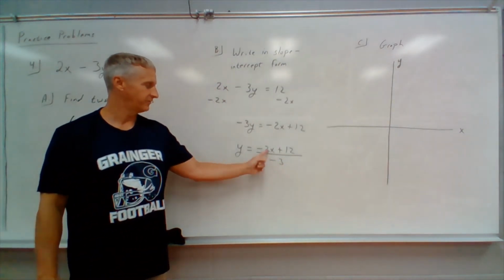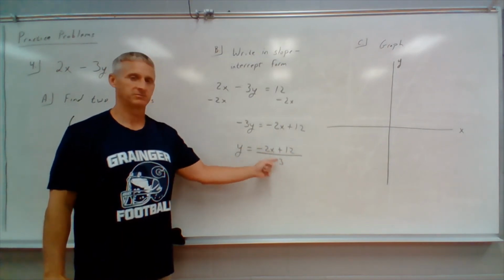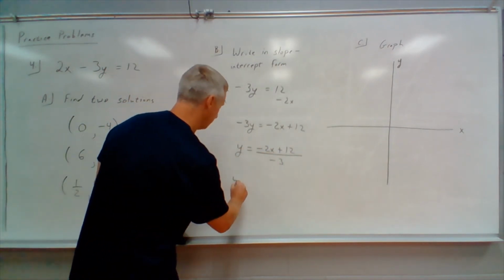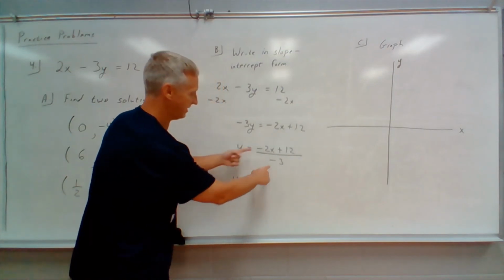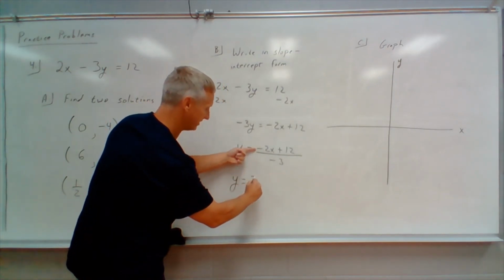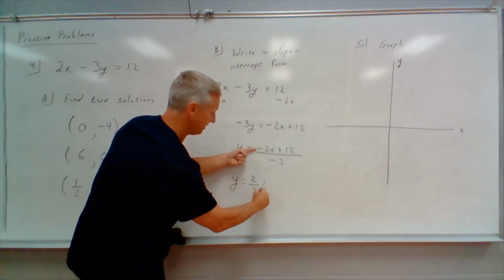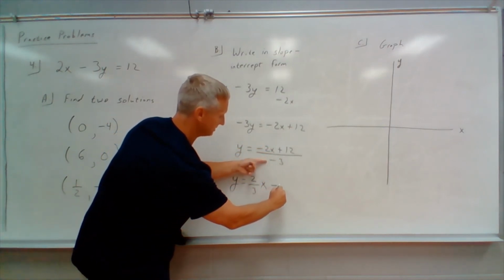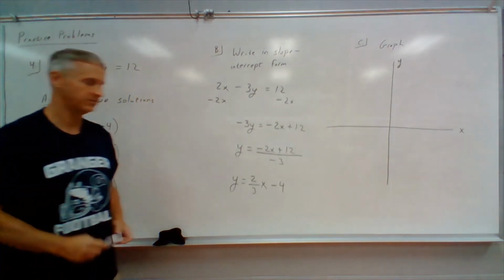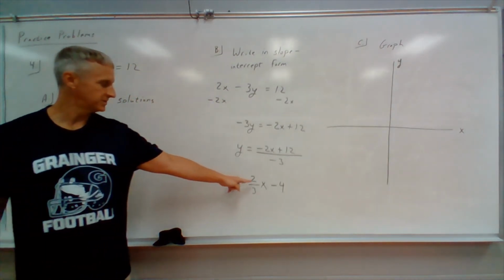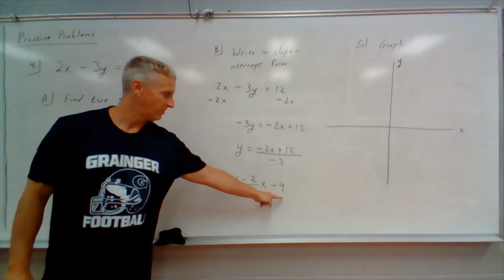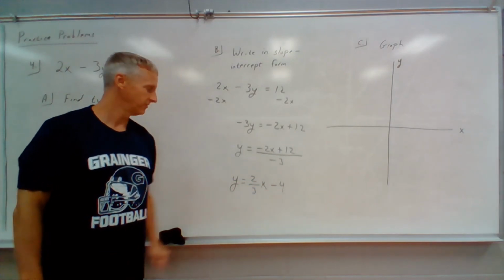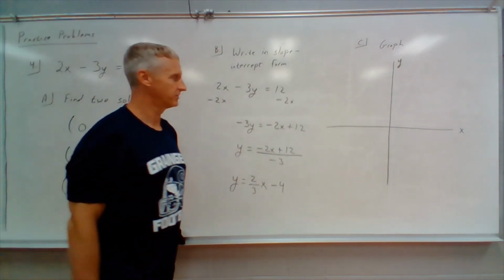This -3 goes with both terms, has to go with both. So if I simplify, I'll have -2 over -3, so I can write 2/3 x. 12 divided by -3 is 4. I've got that. So 2/3 x minus 4. My y-intercept would be -4. My slope would be 2/3.